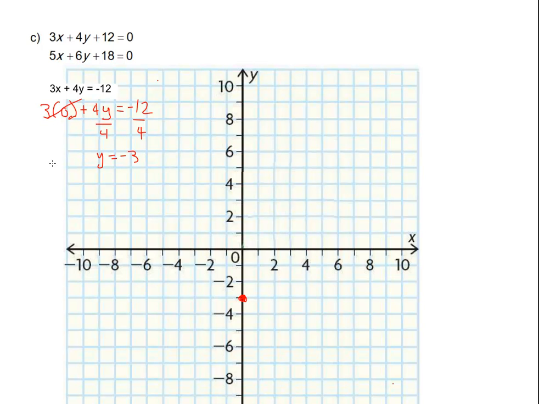Put it right there. And so now let's find the x-intercept instead. So we would put a 0 in place of the y here.